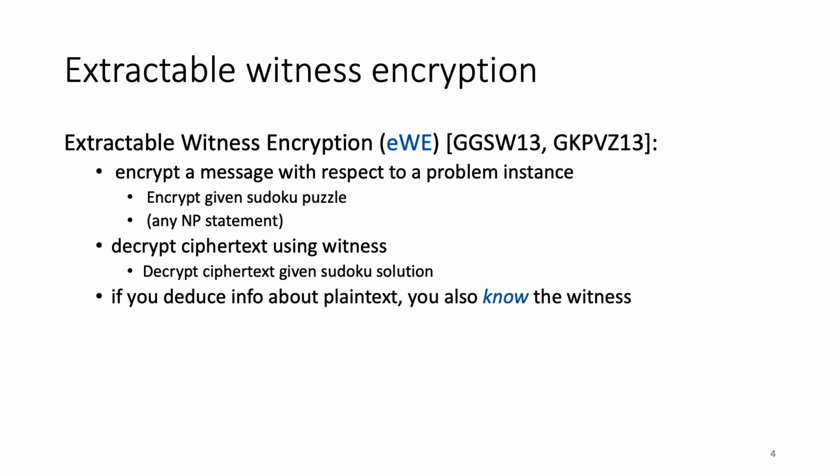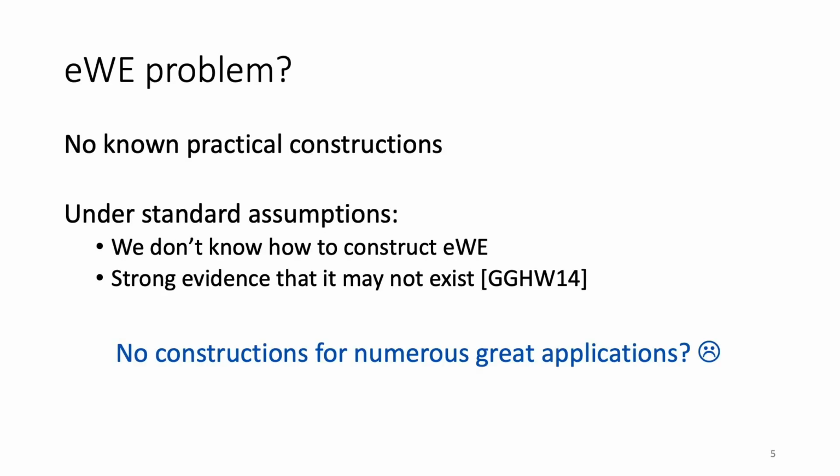And extractability is a very strong security property, and it specifies that if you're able to deduce some information about the plaintext, then you should also know the witness. Unfortunately, the issue with extractable witness encryption is that there are no known practical constructions. And what is even worse is that under standard assumptions, we do not know any constructions at all. And in fact, there's some very strong evidence that these constructions may not even exist.